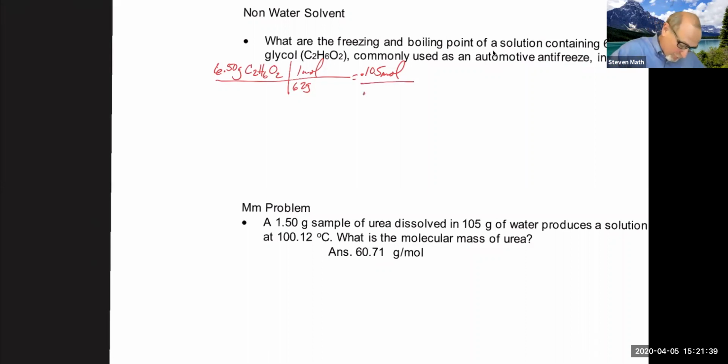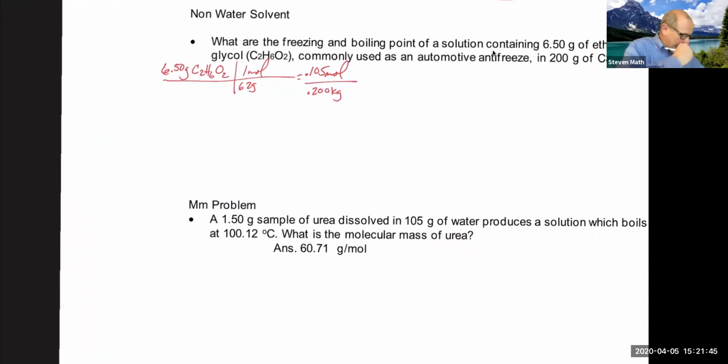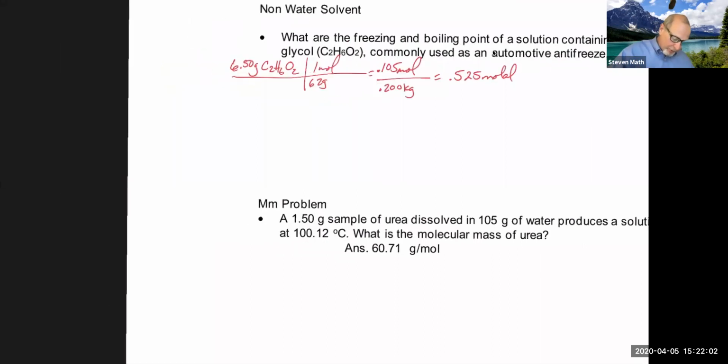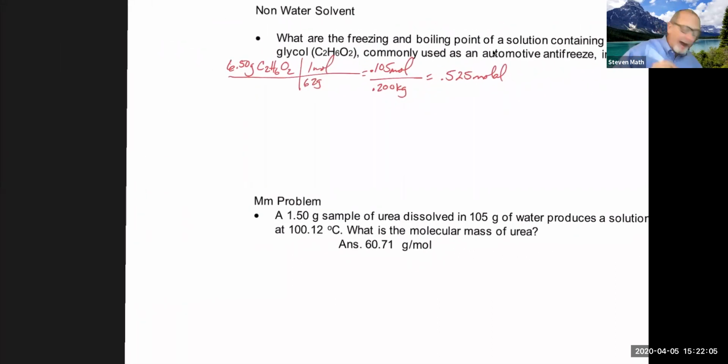And so this is 0.2 kilograms. And so if I use that, the molality of this is 0.525 molal. We could also write it out, molal, doesn't matter. But it wants to know what's the boiling point and what's the freezing point of this solution. So I've looked at the top of the page here, and it told me that the KB, so I'm going to do boiling first, delta TB, was KB, 2.34.